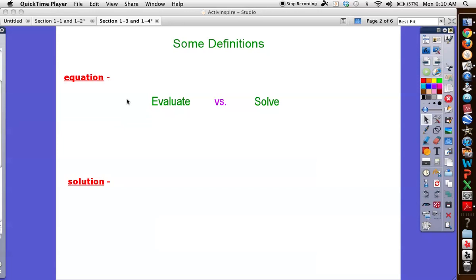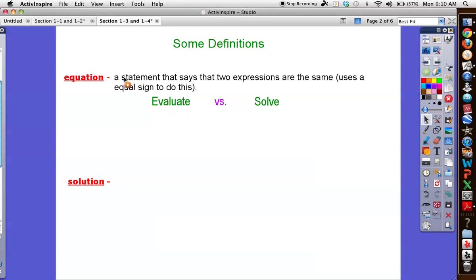Today we're going to focus on an even more useful tool called an equation. And I know you've done these before when you've done like 2 plus 3 equals 5. An equation basically is when you have two expressions that are the same. And we use an equal sign to show equality, or to show that they have the same quantity.